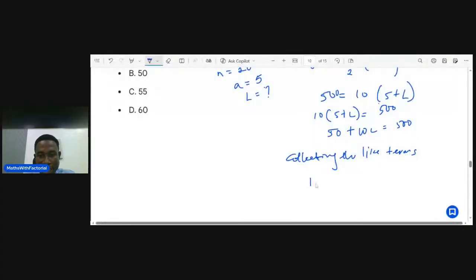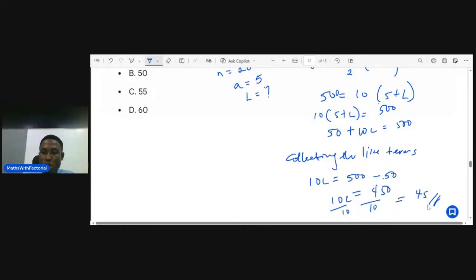So we have your 10L equals what? 500. Don't forget what I told you. When a particular number is crossing the equal to sign, always make sure that, let me even tell you now. 500 minus 50 will give us what? 450, isn't it? 10L equals 450. So divide both sides by 10, you get what? If you divide 450 by 10, you get 45.